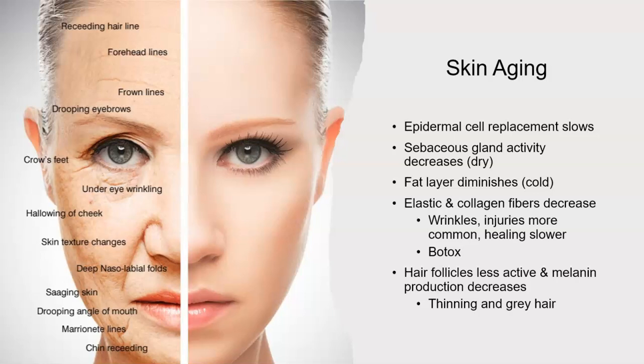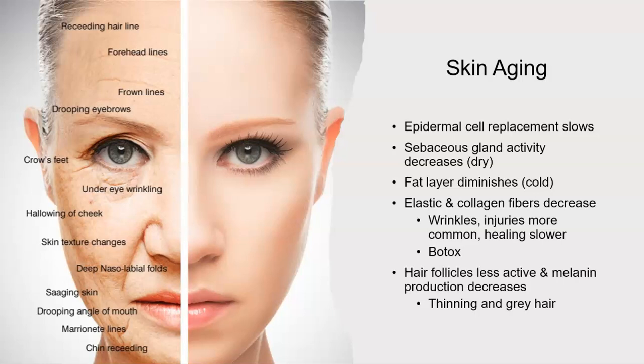As we age, mitosis slows, so we repair and replace things less easily and less effectively. So the epidermal cell mitosis slows down. We replace the epidermis less effectively. Your sebaceous glands dry out. Your fat layer diminishes away and we're cold more often, and our skin becomes less plump and young looking. The elastic and the collagen fibers decrease, resulting in wrinkles.